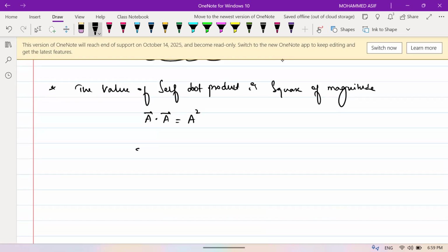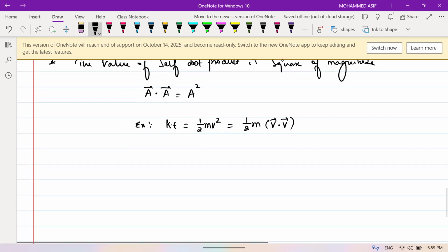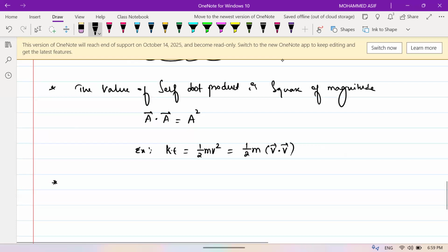The best example is kinetic energy. The kinetic energy formula is half m v square. That means I'll write this as half into m into v bar dot v bar. Am I clear? Yes, sir. Self dot product is what?